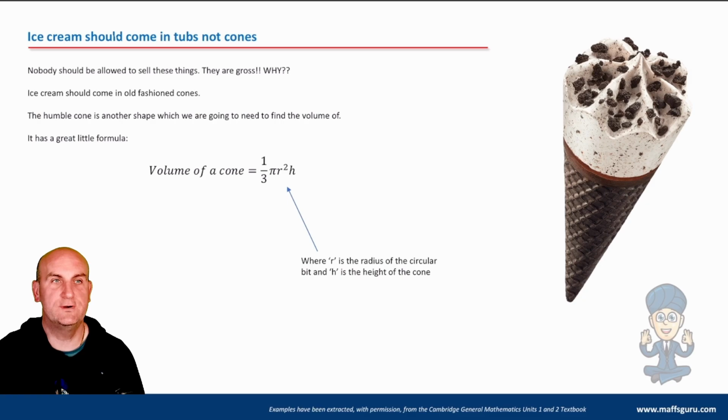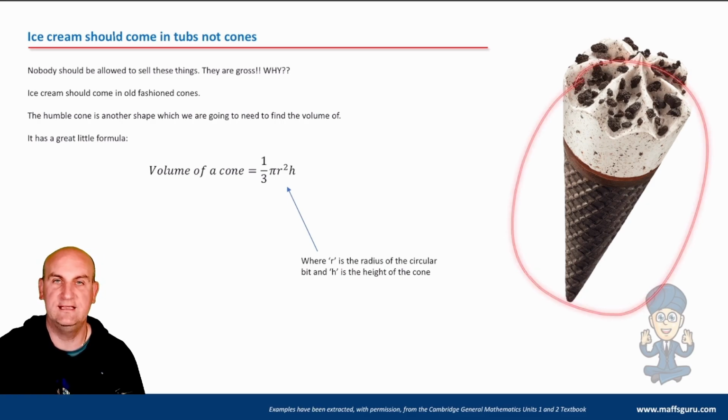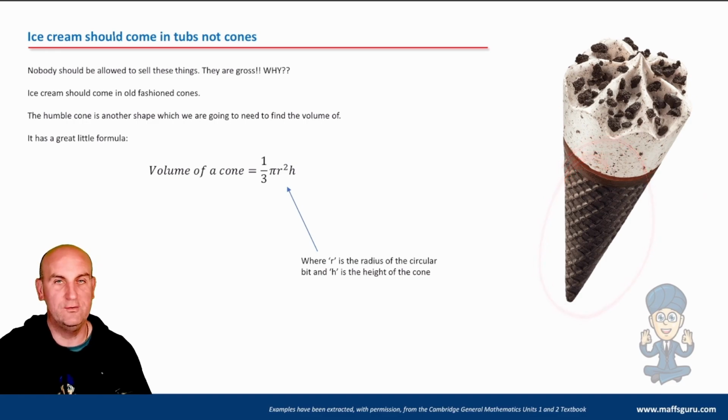More food, ice cream should come in tubs, but it doesn't, it comes in cones, and anybody who tells me they like that is just wrong. That cone is just rank. Anyway, nobody should be allowed to sell these things. They are gross. Why? Because they should come in old-fashioned cones.